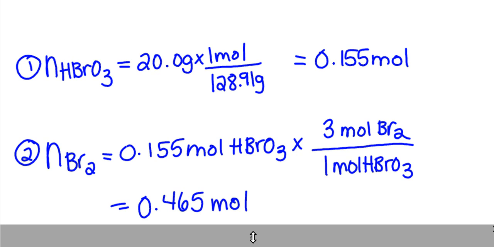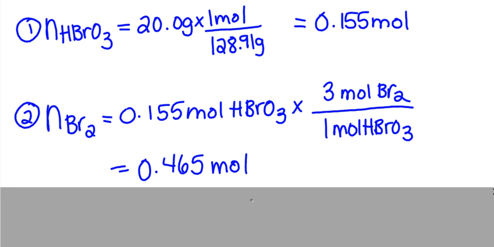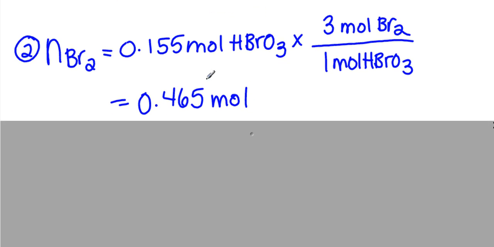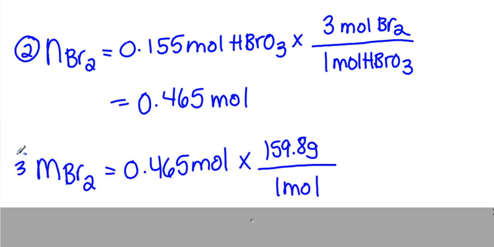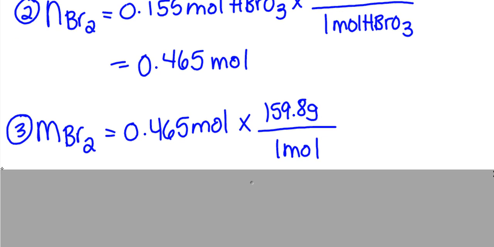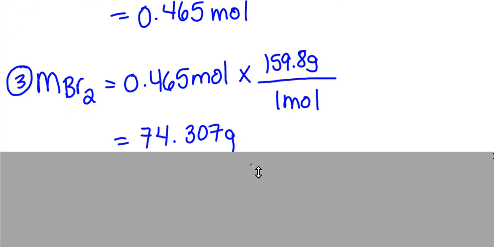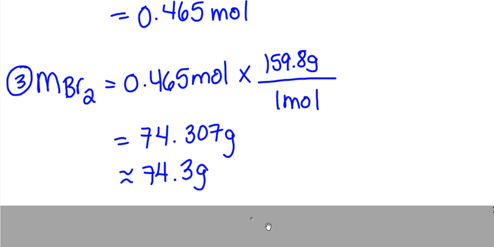Now that we've done our mole ratio step, we can move on to finding the mass. What's the mass of our bromine? So step 3, take our moles, multiply it by the molar mass, and we're going to get a value. It should round to 3 significant digits, which is 74.3. This number here is our theoretical yield.